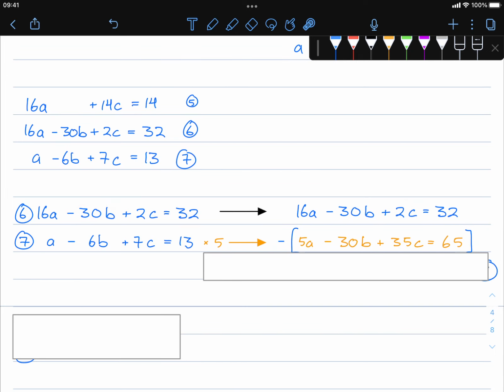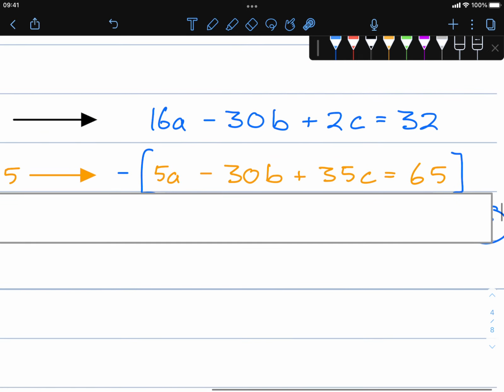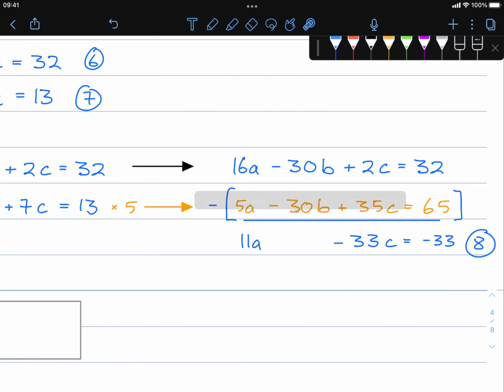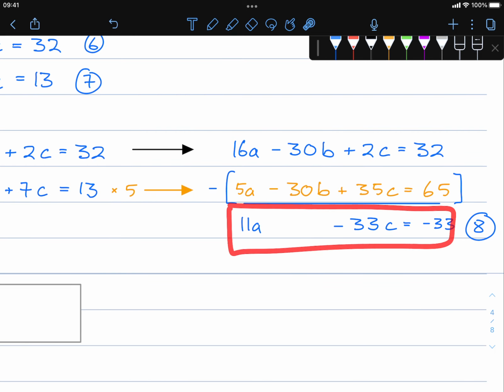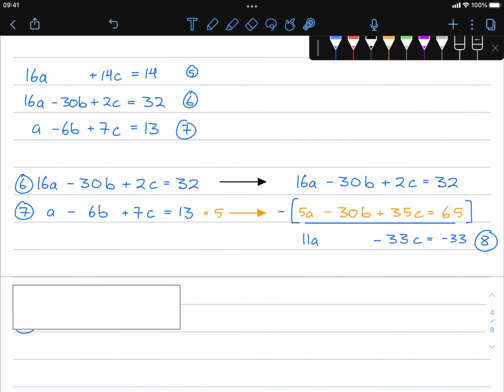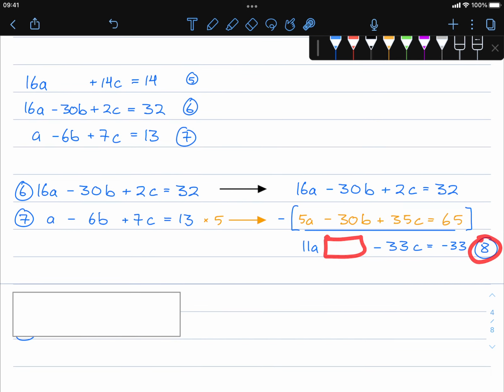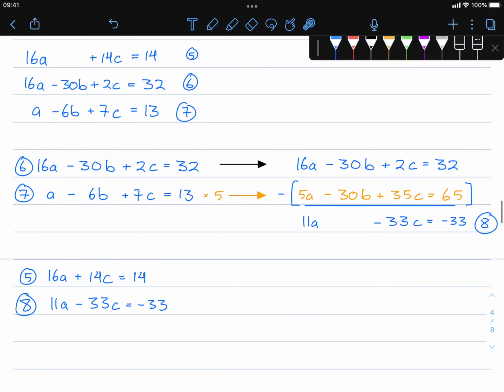Now from here, as you can see, we need to eliminate b. All right, I'll let you pause and give this a moment. You should get this as our new equation, number 8. Notice how this also has b missing. Now that we have number 8, we're going to pair it with number 5 because this has b missing as well. And there we have it.